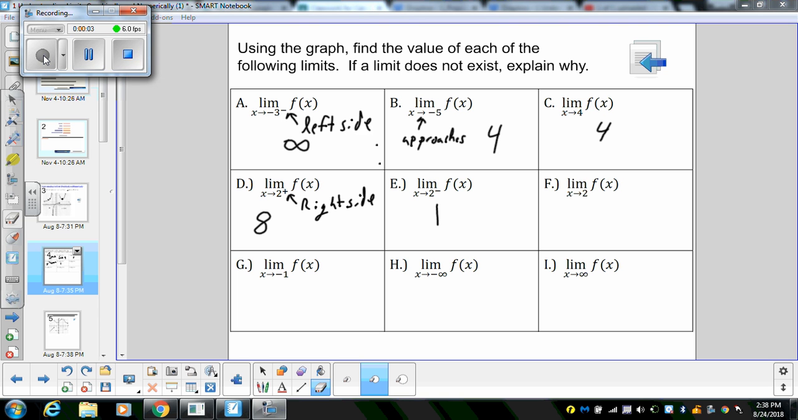Alright, round two. So let's try this again. Hopefully now I fix this problem. Alright, so we were on F when I left off.